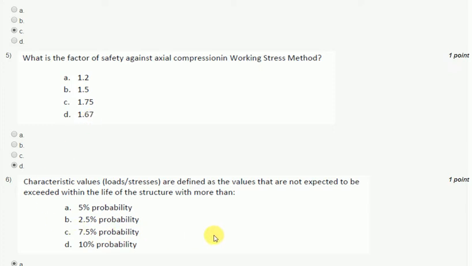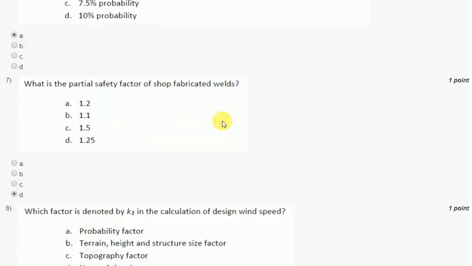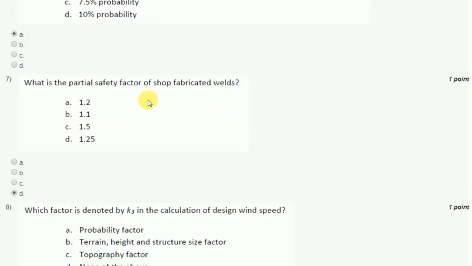And now question number 6: characteristic values are defined as the value that is not expected to be exceeded within the life of the structure with more than 5% probability. That means option A will be the correct option. And question number 7: what is the partial factor of safety of shop fabricated weld? That means 1.25. That means option D is the correct option.